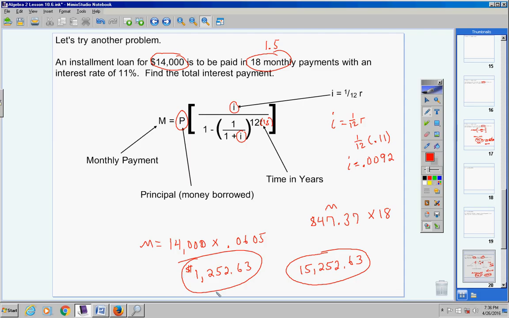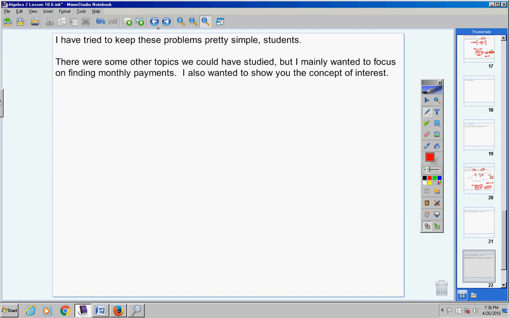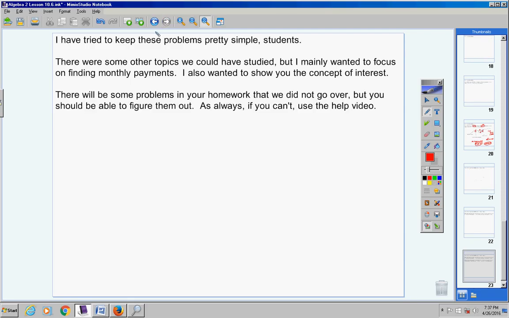Okay? Alright, now, I have tried to keep these problems pretty simple, students, okay? There were some other topics we could have studied, like earlier we looked at some of these tables and some of the problems wanted you to make up these tables. They take too long. It's a lot of work. I just want to cover this lesson quickly and finish the chapter and get ready for your test. But I wanted to mainly focus on finding monthly payments, and I also want to show you the concept of interest, okay? There will be some problems in your homework that we did not go over, but you should be able to figure those out. So as always, if you can't figure those out, use the help video, okay?